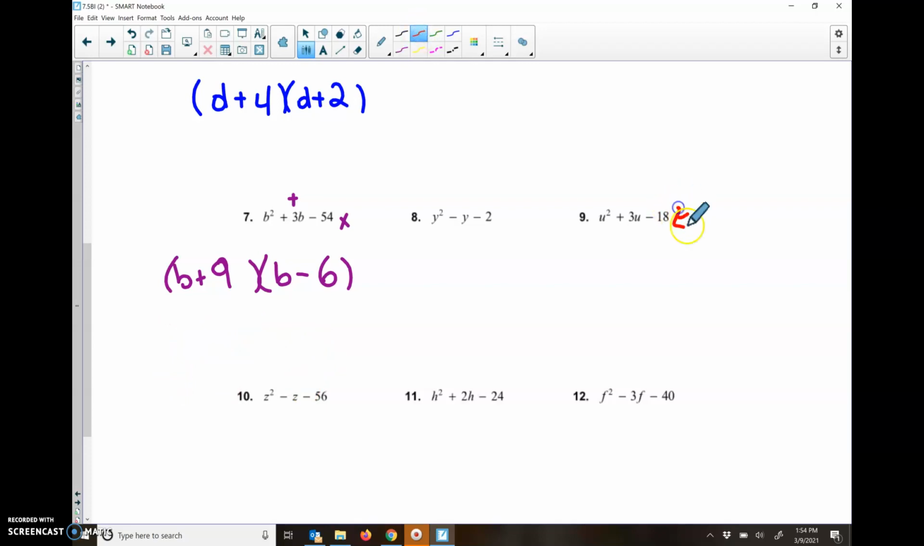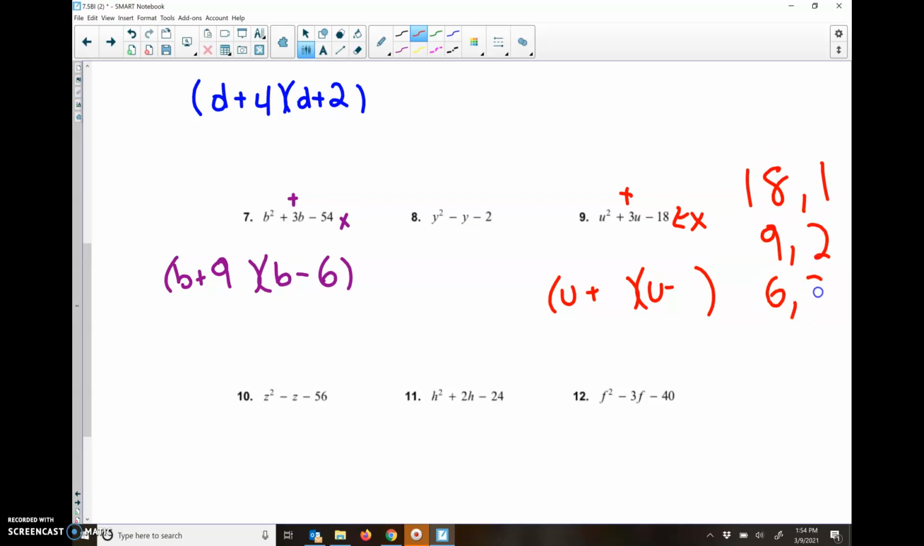Okay, so two numbers that multiply to 18, and now when I add them, give me a positive 3. So again, I know I'm going to have a u plus and a u minus. So two numbers that multiply to 18. There's a couple different ways we can multiply to 18. We could do 18 and 1. We can do 9 and 2. We can do 6 and 3.